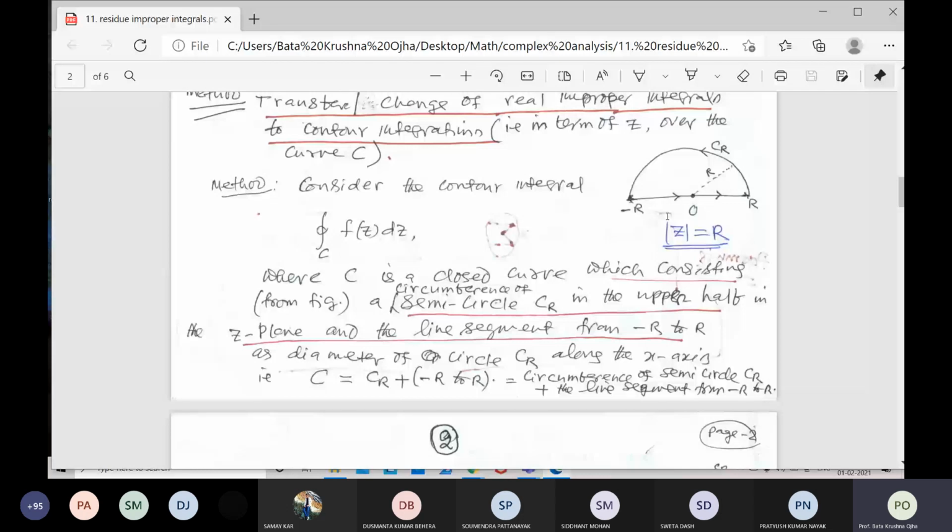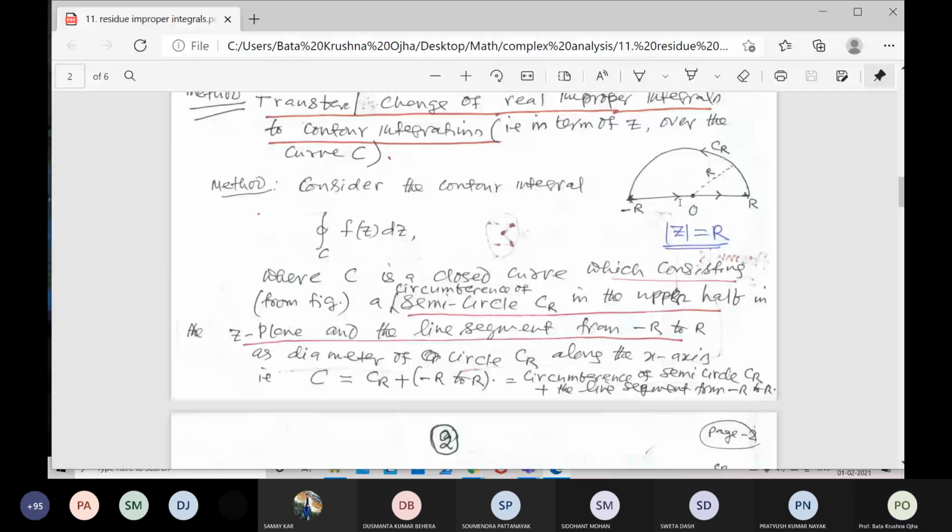When capital R tends to infinity, it will cover the whole upper half of the Z plane, and the semicircle will extend over the whole upper half of the complex plane. Therefore, this integral has two parts. C is equal to CR plus the segment from minus R to R, that is, the circumference of the semicircle CR plus the line segment from minus R to R along the real axis.